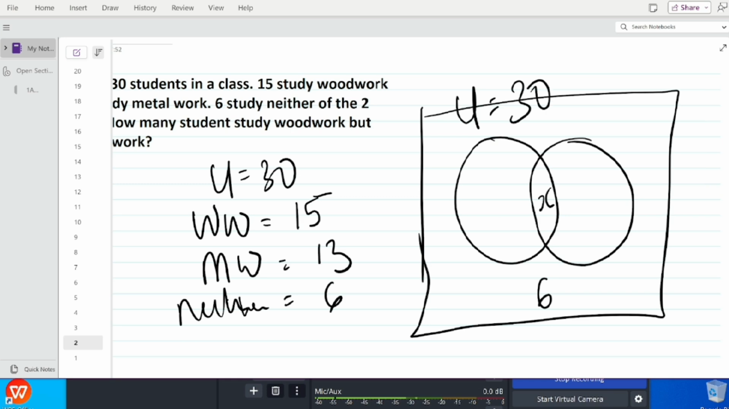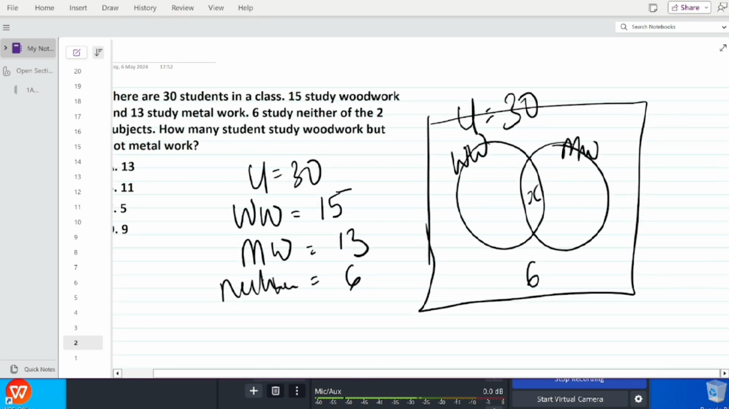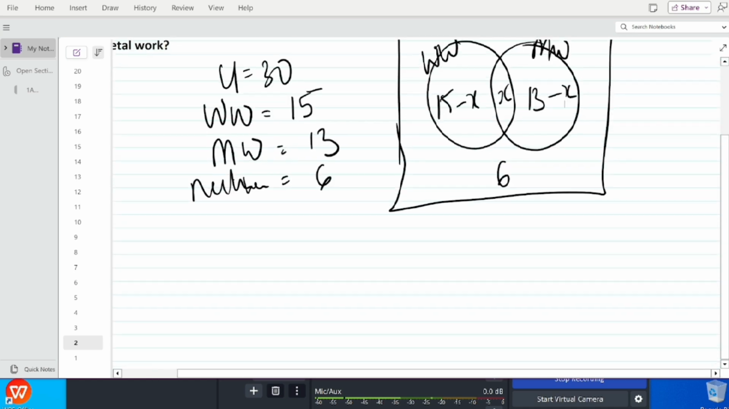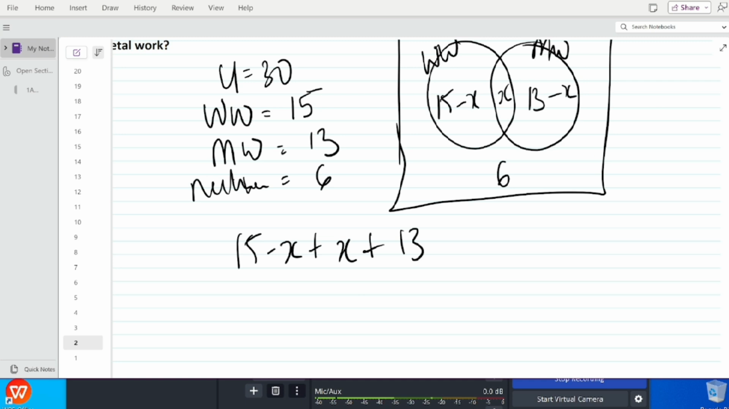The people who studied woodwork, let's make this woodwork and this one metal work. Woodwork is 15 and metal work is 13. Those who study both, since they didn't use only, if you know your set very well, you have to subtract those who study both from 15 and from 13. So minus x, minus x. Then you know the sum of everything here should now equal 30. So we have 15 minus x plus 13 minus x plus 6 equals 30.